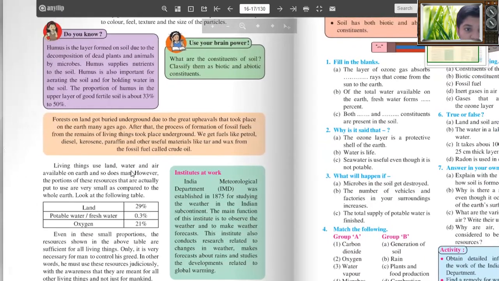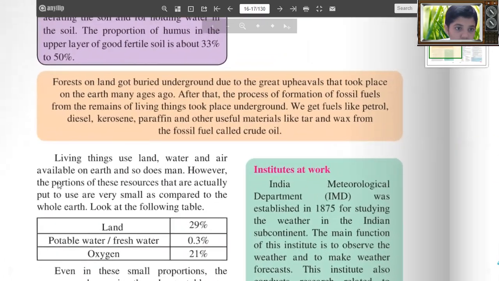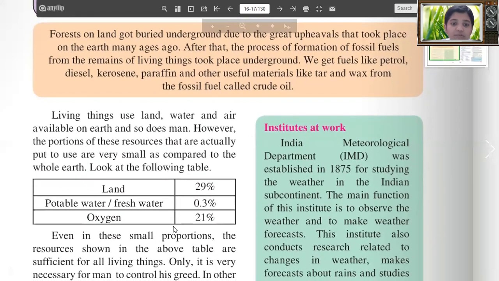Living things use land, water, and air available on the earth. So does man. However, the proportion of these resources that are actually put to use is very small as compared to the whole earth. Look at the following table. Land 29%, potable water, fresh water 0.3%, oxygen 21%.